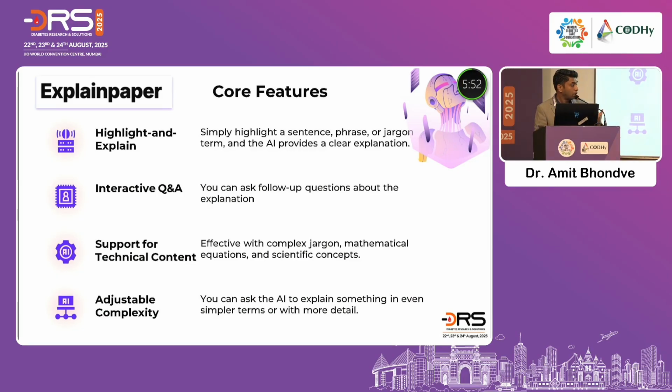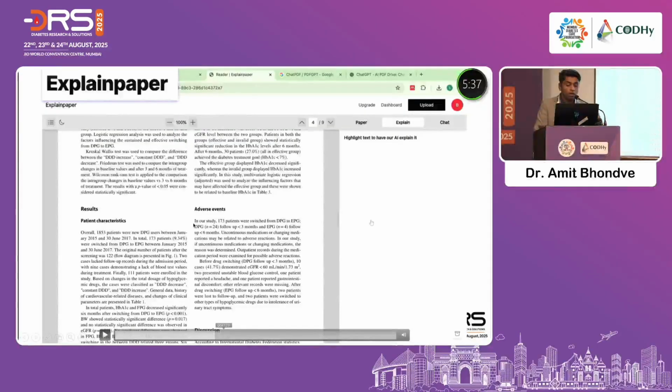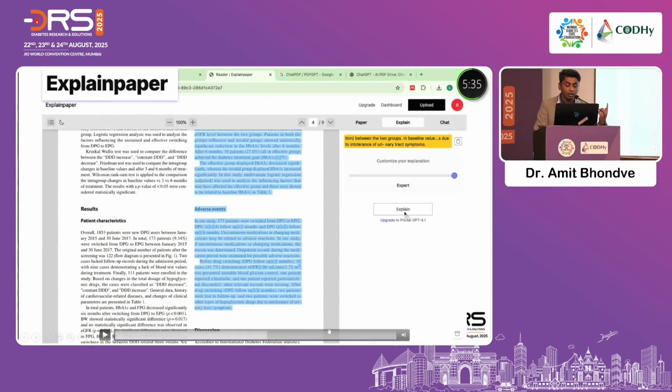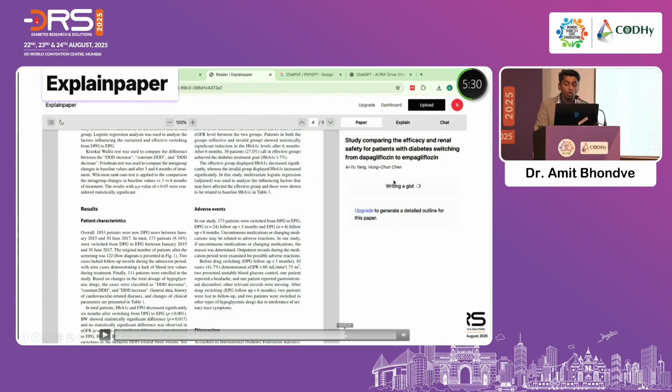So we have to highlight and explain: an interactive question and answer session, with support for technical content, and it will adjust the complexity as well. So with explain paper, just upload the paper and it will highlight the text and explain to you what exactly is happening, and it will also help us to understand the paper.